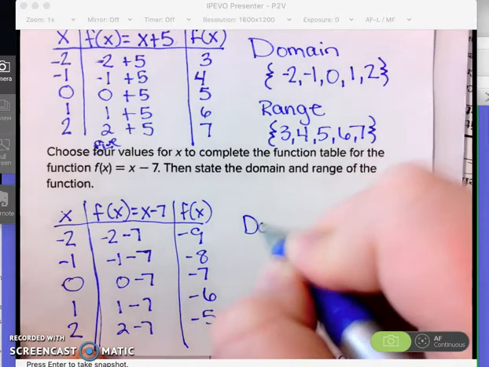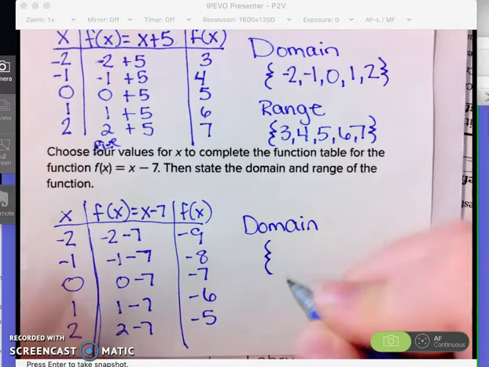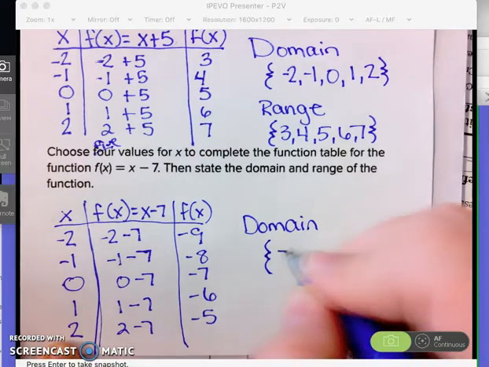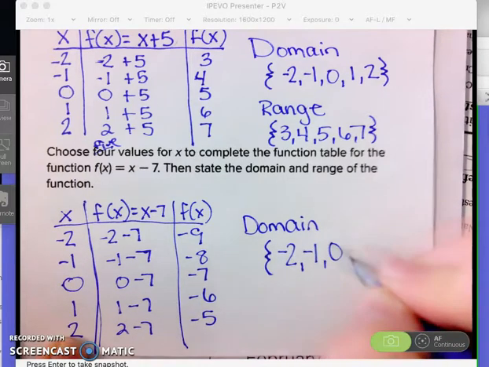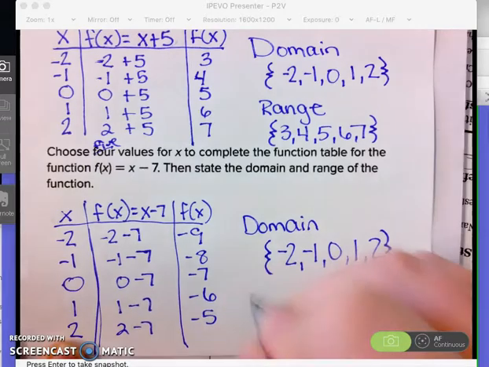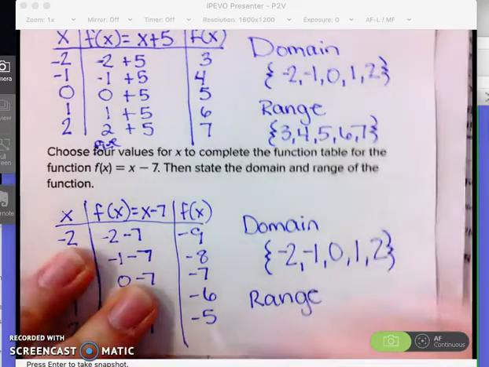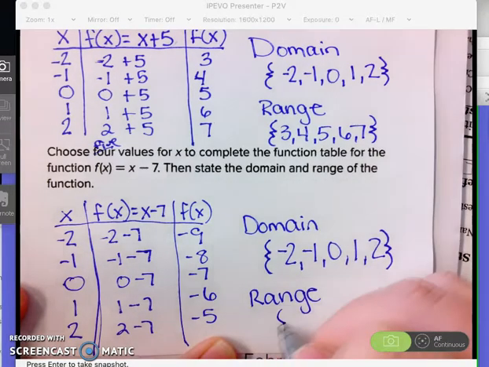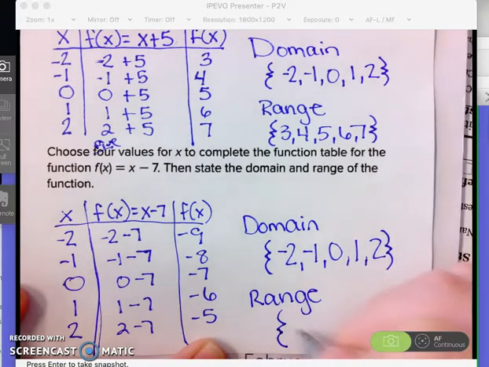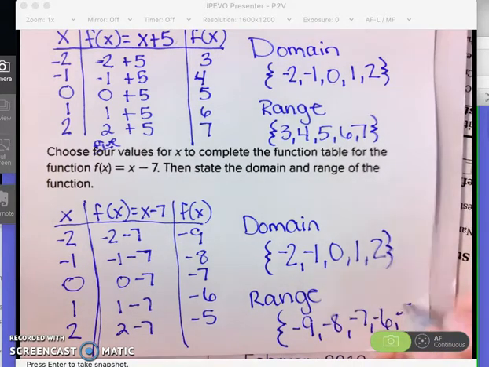So again, we're going to want to write our domain. What numbers did we input into our equation? We input these numbers all: negative 2, negative 1, 0, 1, and 2. And then our range is going to be all the numbers we got out of our equation. So remember, we want to go from least to greatest: negative 9, negative 8, negative 7, negative 6, and negative 5.